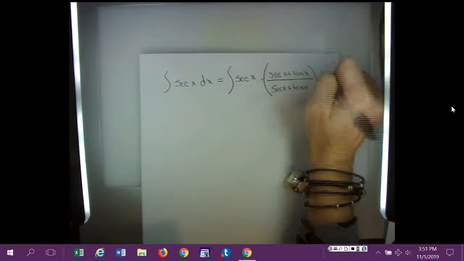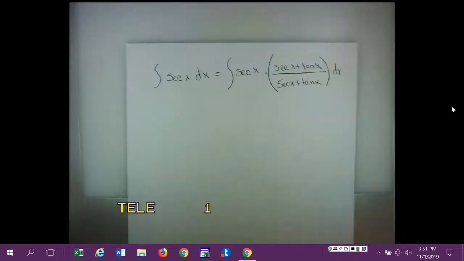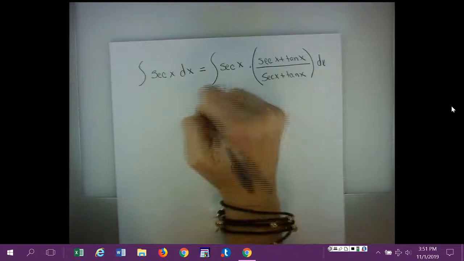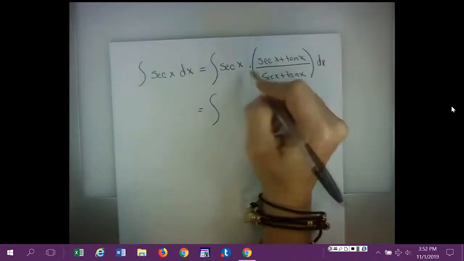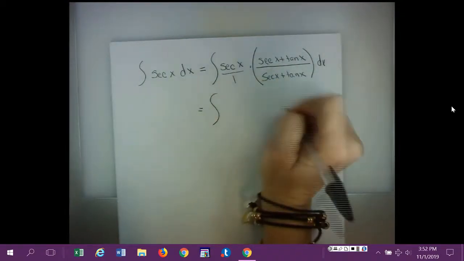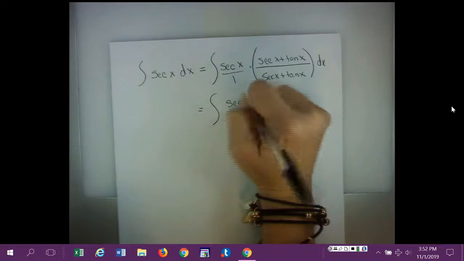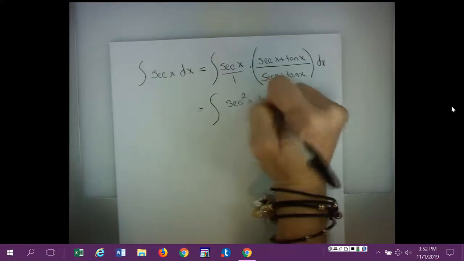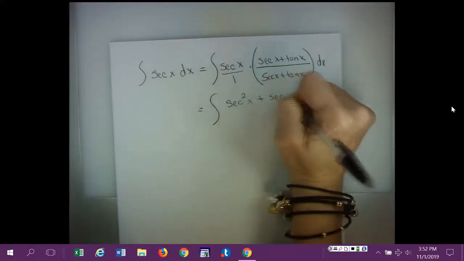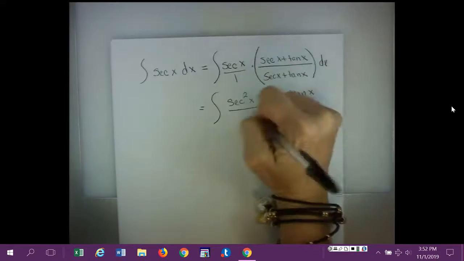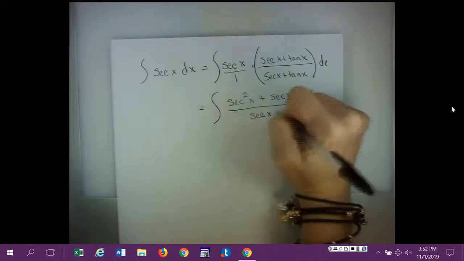And I'll be honest, you may not necessarily know that's what you would have to do, but this is how they proved the blue box special for it, and it's completely legal to do so. So if you distribute in the numerator, you get secant squared plus secant x tangent x, all divided by secant x plus tangent x.